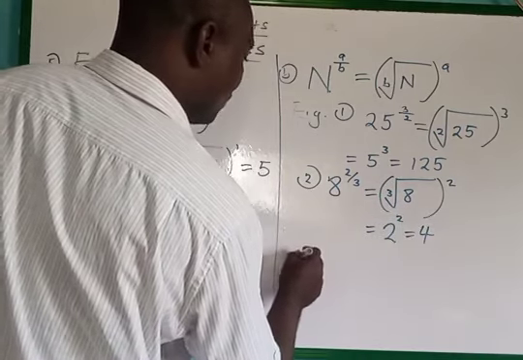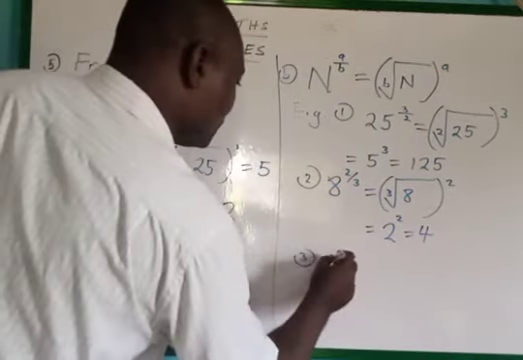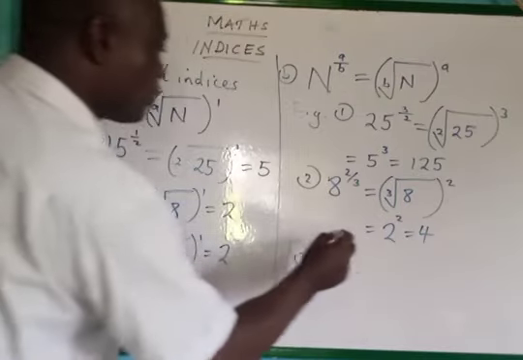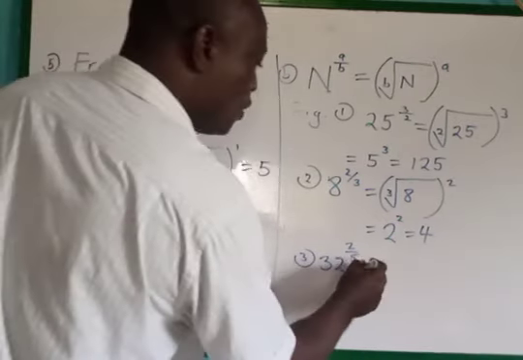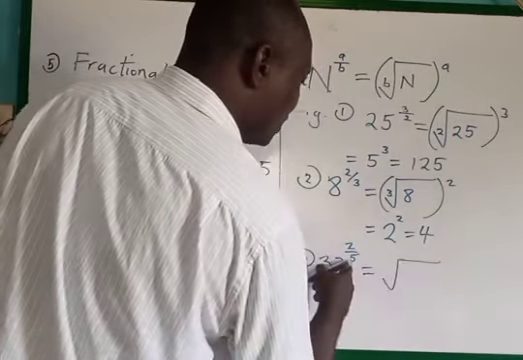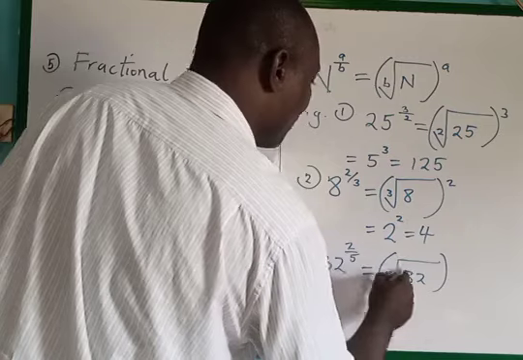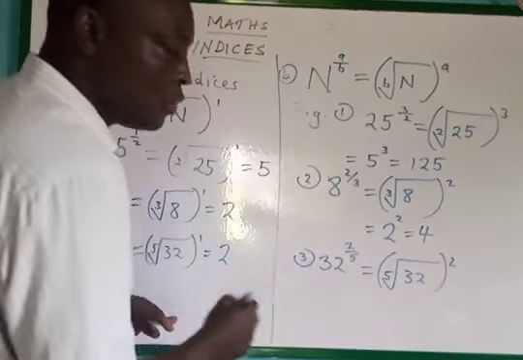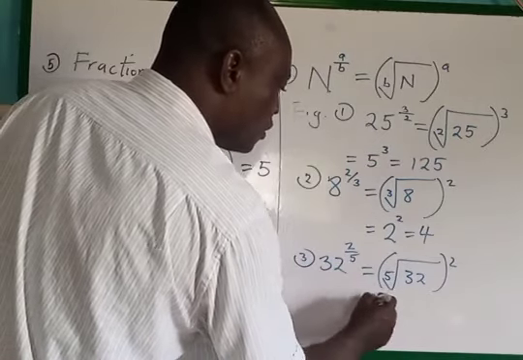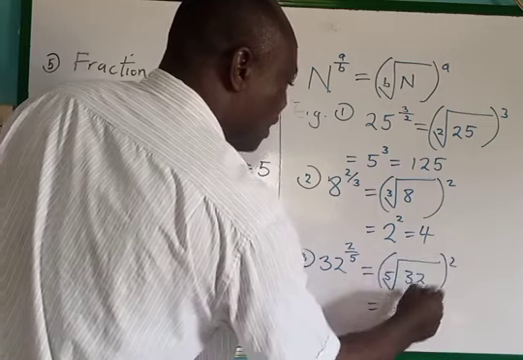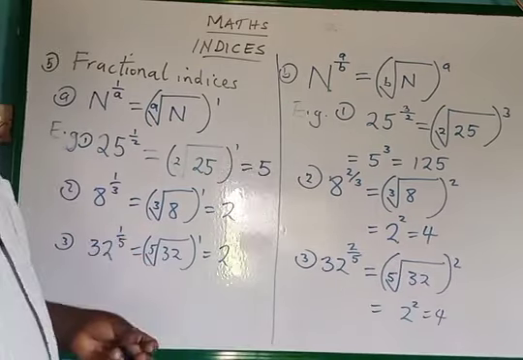Now look at the third one. We are using these examples too. Look at it. 32. Instead of us saying 1 over, let us put 2 over 5. So it is a fraction. What you just do is to write the root. The root is what? Fifth root. The number is 32, and all to power 2. So we can now say that the fifth root of 32 is what? 2. And to the power of 2, that will be 4. So that is how it is.